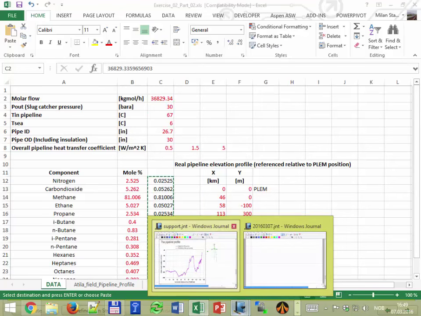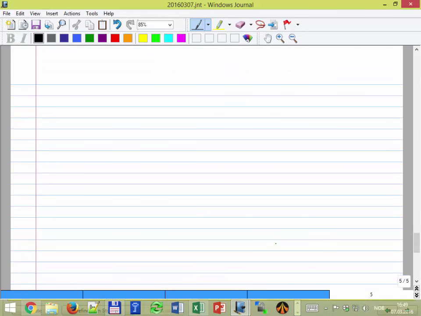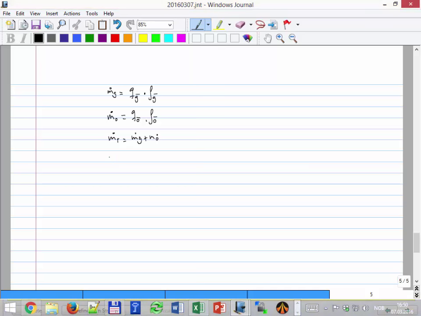Let's write it down maybe for those of you who don't remember. Okay, mass flow of gas is equal to the standard conditions rate of gas times the density of gas at standard conditions. The mass flow rate of oil is equal to the standard condition rate of oil times the density at standard conditions of oil. And from here I get the total mass flow, the mass flow of gas plus the mass flow of oil, okay? And then how do I convert from total mass flow to total molar flow?